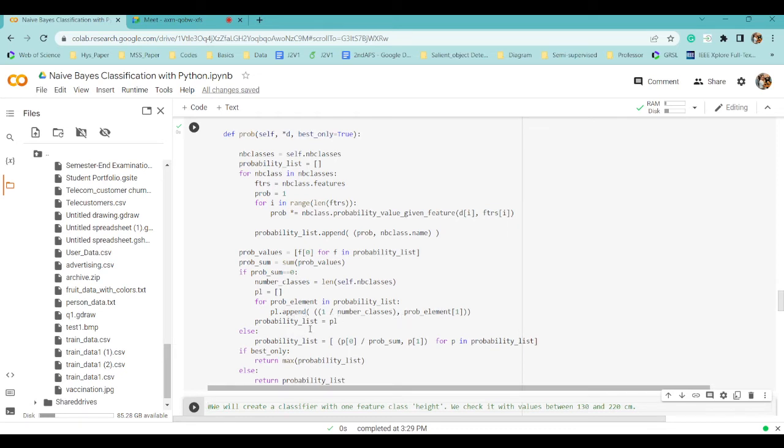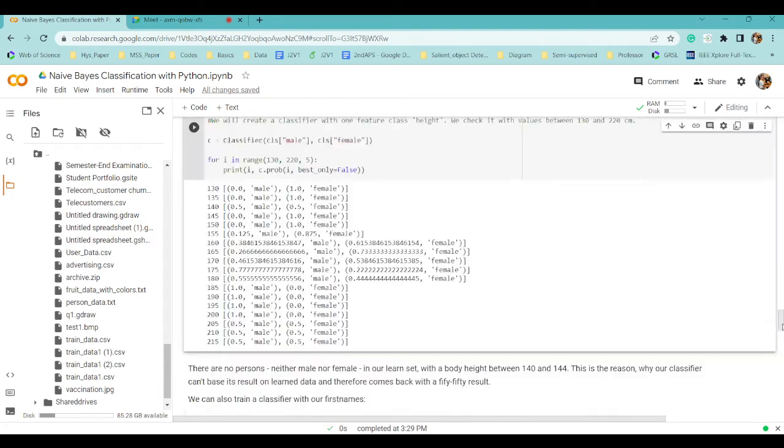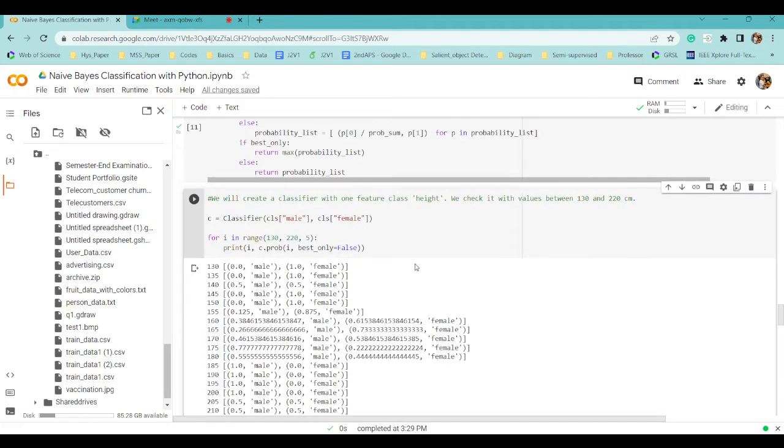We are telling that the probability list is PL. What is the PL? PL is my probability, which is the reciprocal of the number of classes. So we have done that. Now we will create a classifier with one class feature. Again, we are doing it with height only, so we are classifying either male or female.